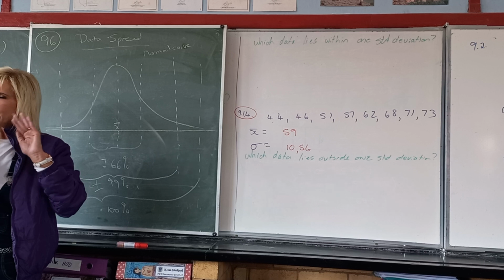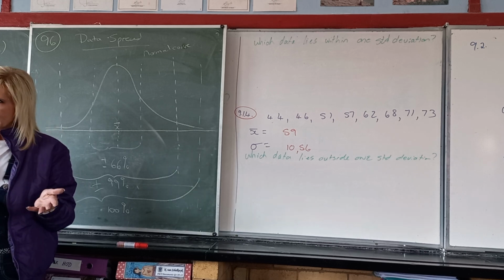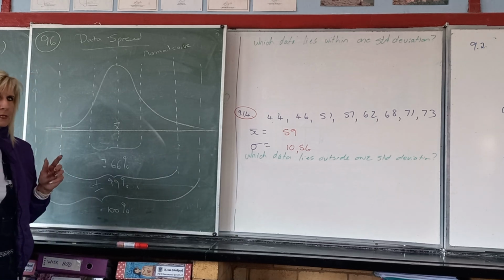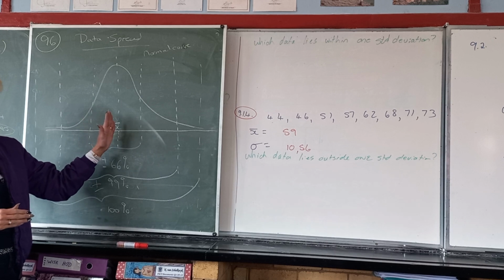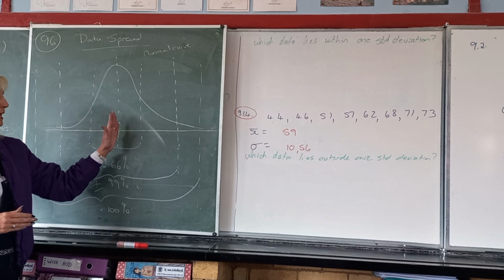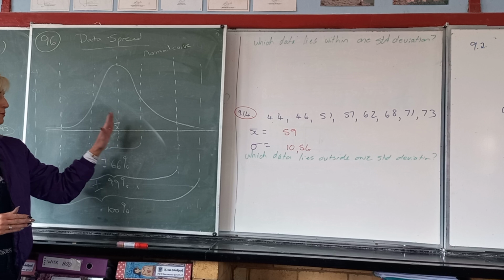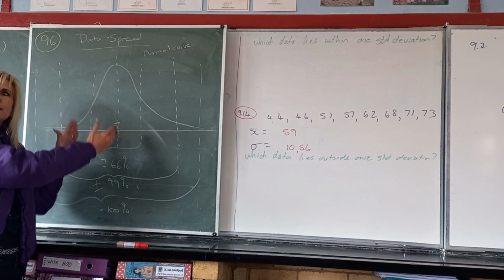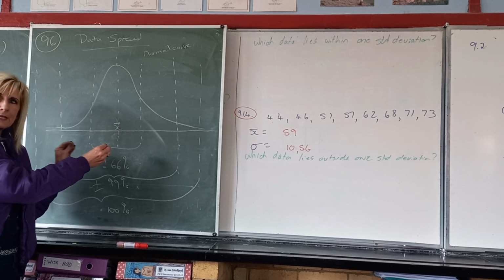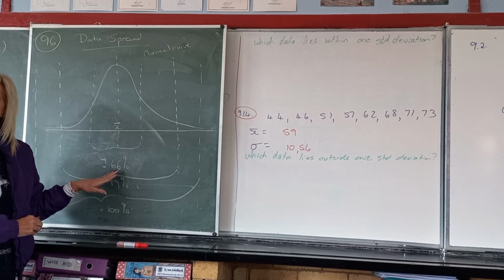In general, very general, nobody's going to quote me on this. Just for your mind's sake, if you take the average or the mean and you add 1 standard deviation and you subtract 1 standard deviation, you're going to get an interval. And within that interval should be approximately 2/3 of your data.